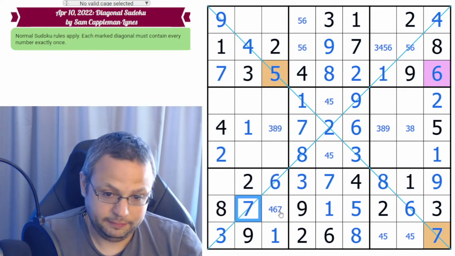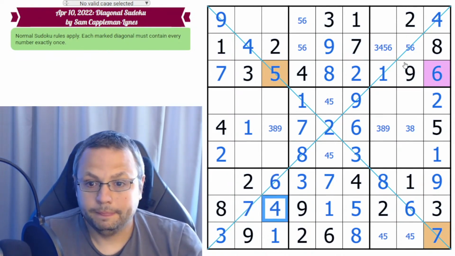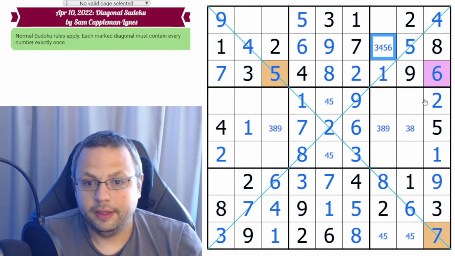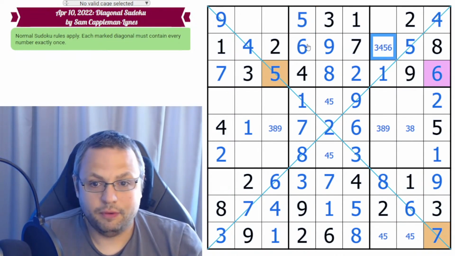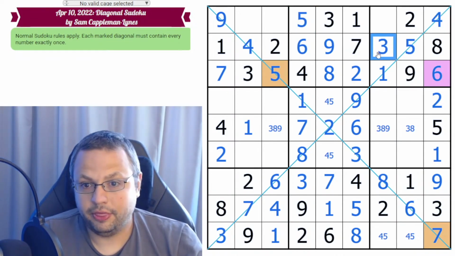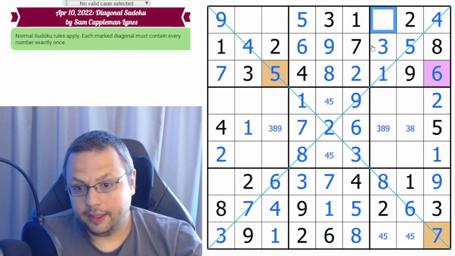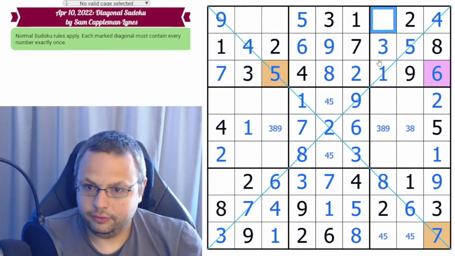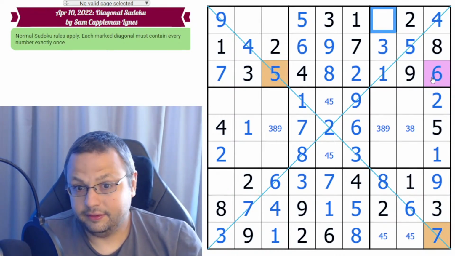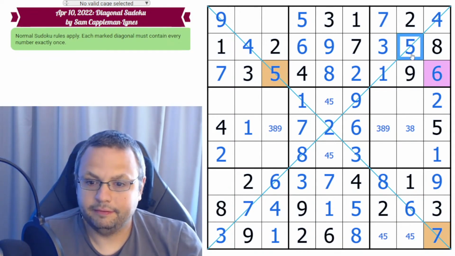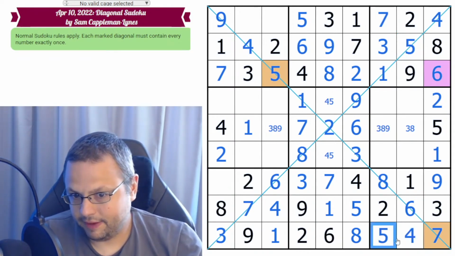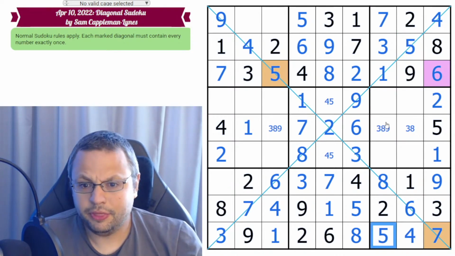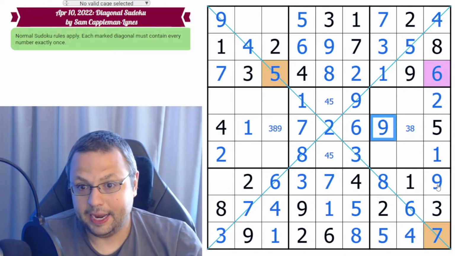So that's a 7. That's a 4. That 6 makes that a 5. So that is 6 and a 5. This cell is not a 4, 5, or 6 anymore, so it's a 3. This cell is 2, 3, 4, 5, 6. The cell's a 7. 5 looks down and makes that a 4 and a 5. The 3 and the 8 look at this cell and make it a 9.